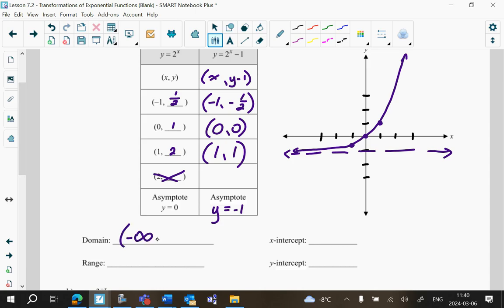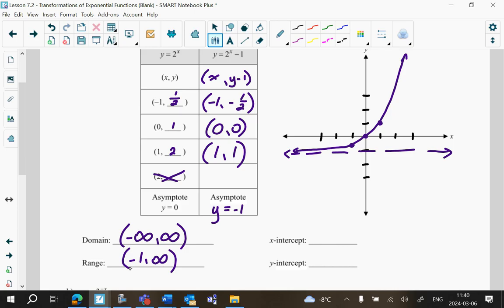What's the range? -1 to infinity. What do I put around the -1? A bracket or a parenthesis? Because I don't include it, it never touches. It doesn't start at -1, it starts just above -1.